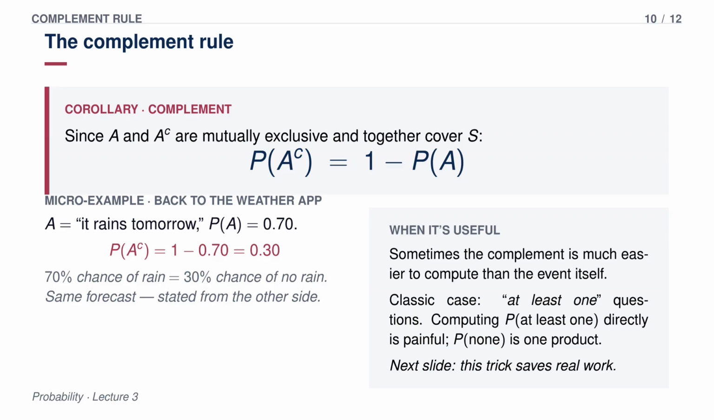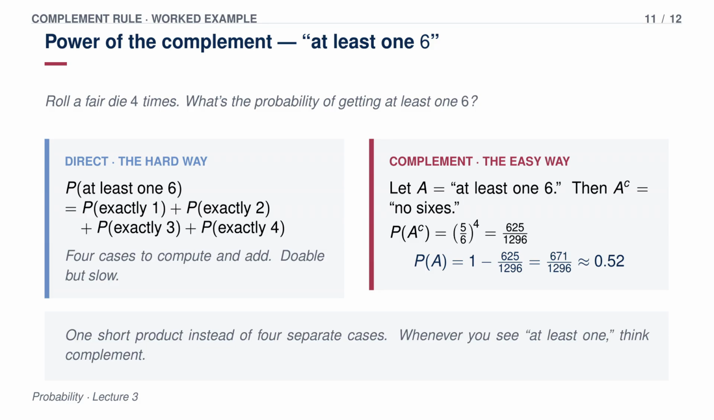It is the exact same forecast, just observed from the other side of the mirror. For a binary event like rain or no rain, flipping the perspective might seem a bit trivial, but the complement rule is actually one of the highest leverage tricks in all of probability. Really? Why is that? It's particularly useful because of the at least one scenario.